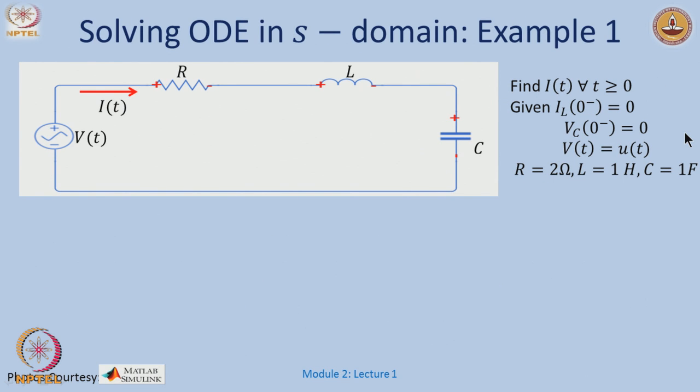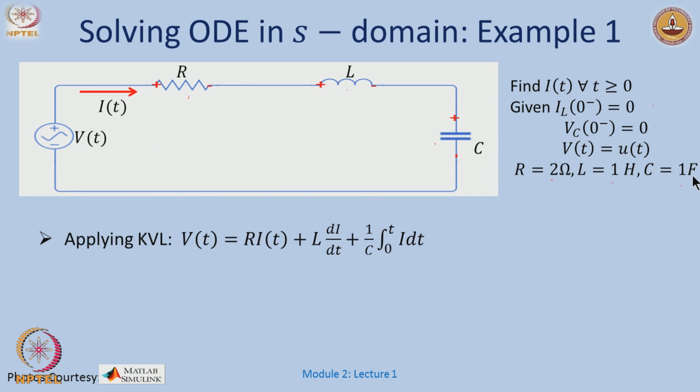So, let us consider a simple RLC circuit. I have a voltage source, a resistor, an inductor and a capacitor, and let us say all initial conditions are 0, and V is simply a unit step, and for computational purposes we will assume that R is 2, L is 1 and C is 1.